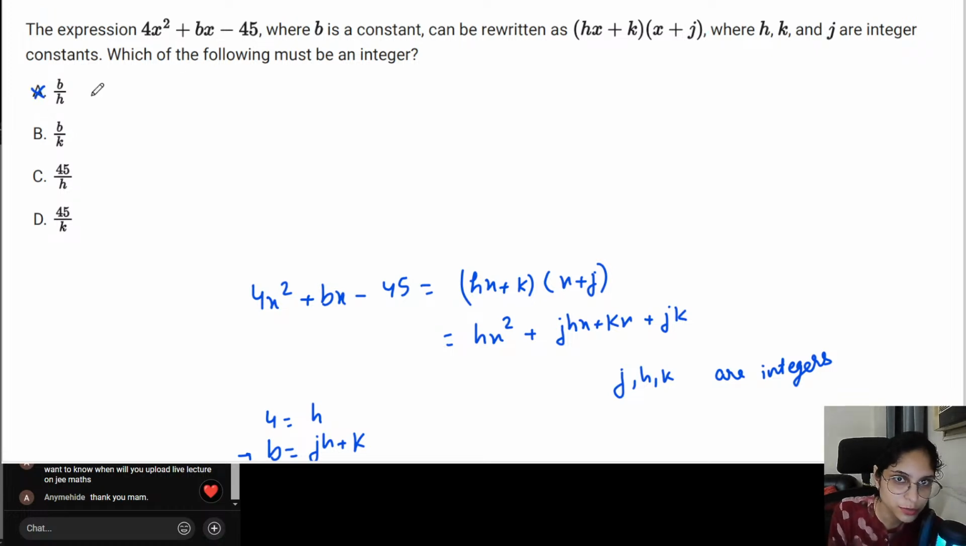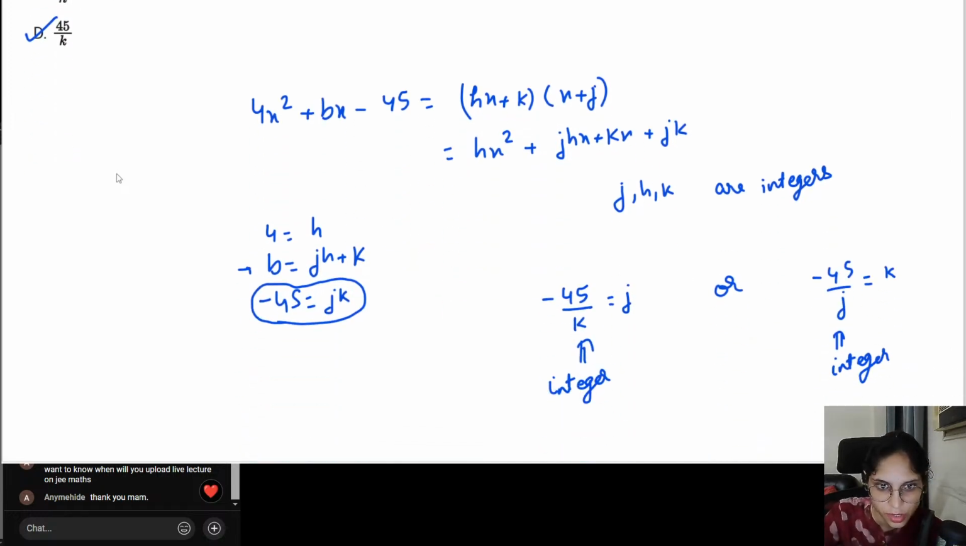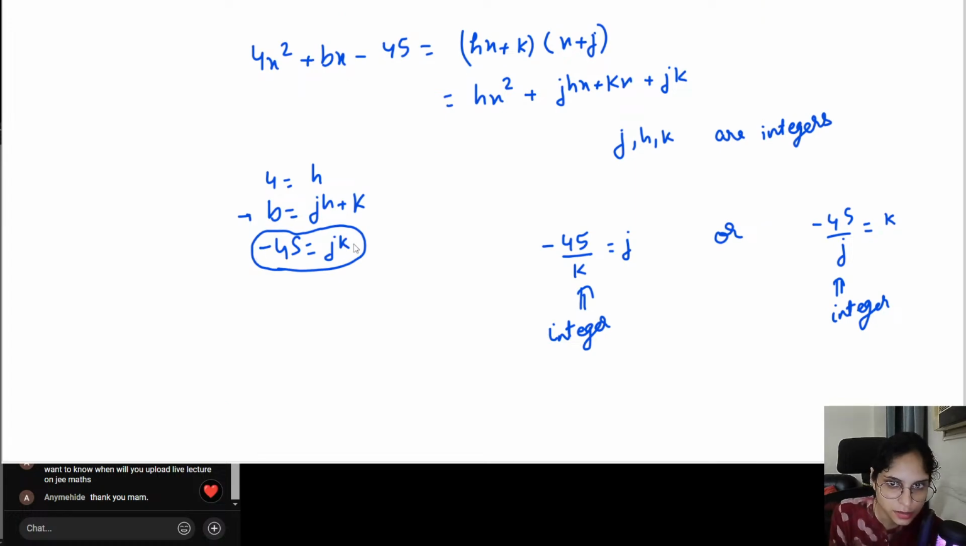So in b, because we do not know b is just a constant, it could be anything. So we are not sure whether this is going to be an integer. 45 over 4 is not going to be an integer. 45 over k is going to be an integer. So for this, we always use this last equation. Okay. There are more questions on this concept.